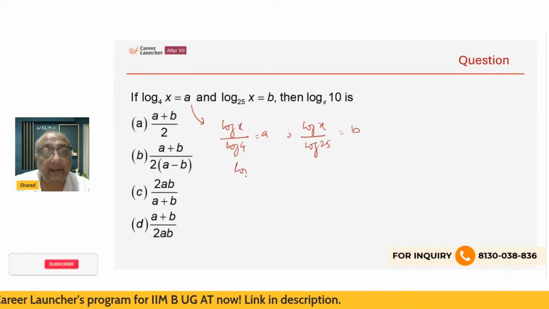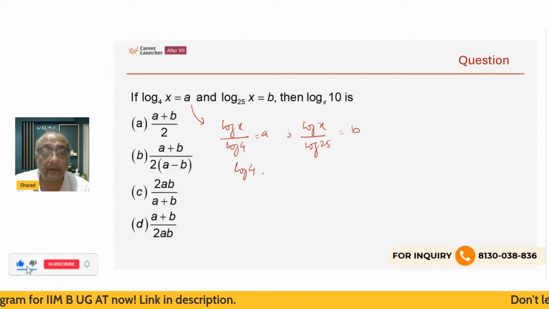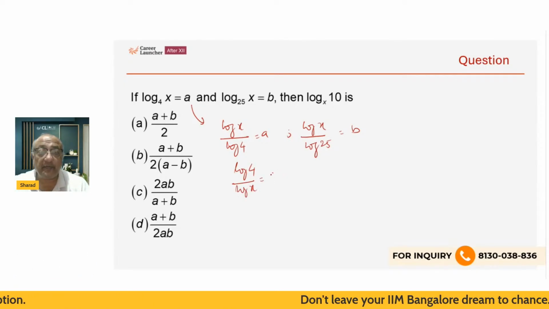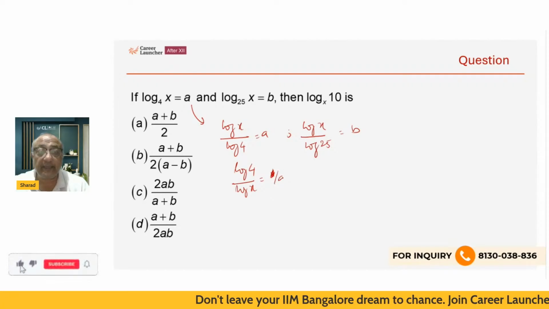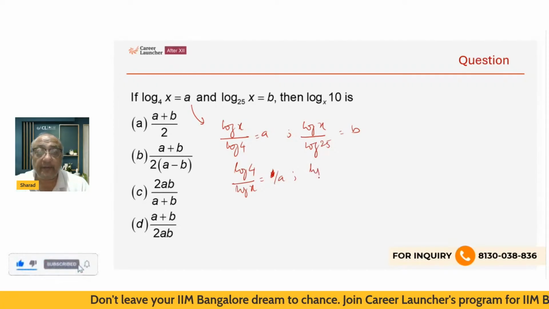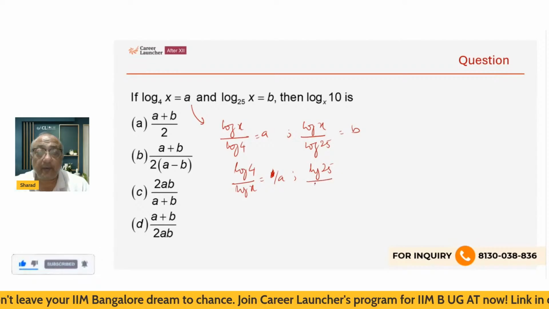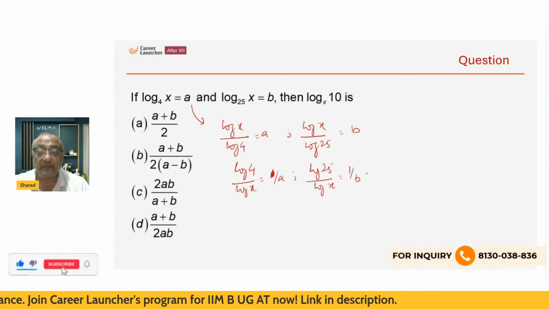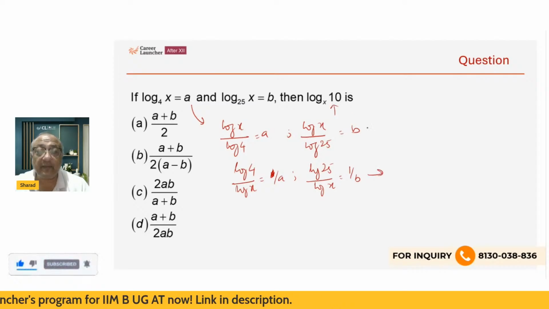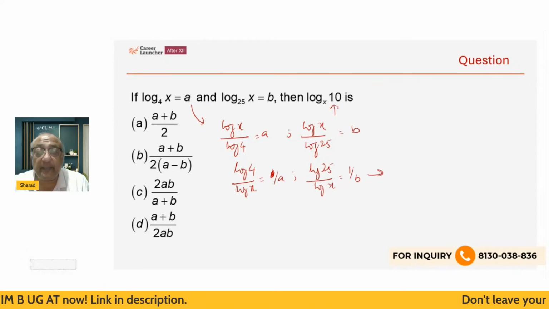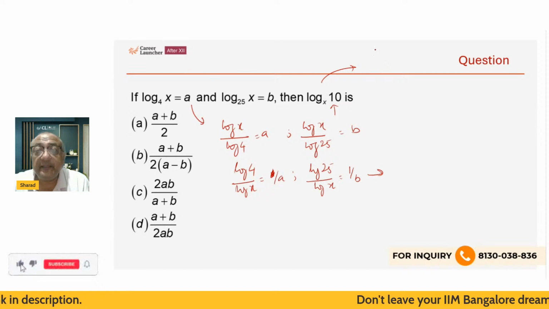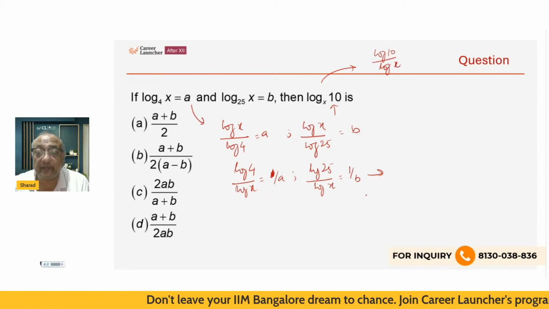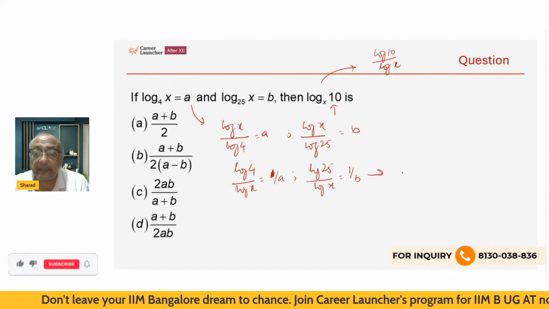So I can write log 4 upon log x, because I want to make the denominator the same. This will become 1 by a. And here it is log 25 upon log x, so the denominator is the same. So let's add them, because both have log x in the denominator. That is how I got the idea that I need log x in the denominator, and then I can easily do it.